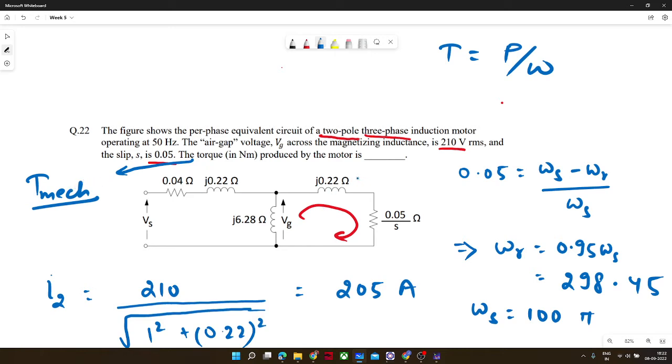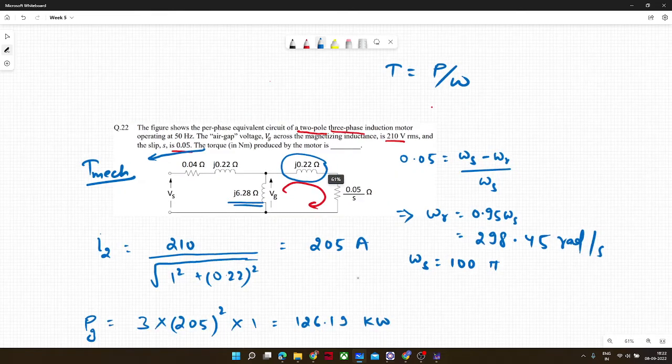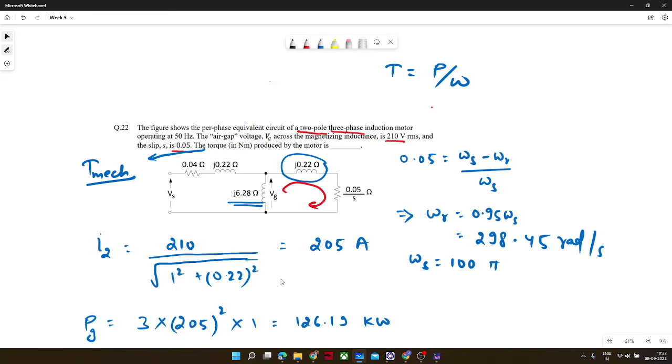Now, this is the rotor leakage reactance referred to the stationary side. You can see this problem is also framed keeping all the parameters in mind. This value is lesser than this value, and the magnetizing reactance would be higher anytime. Now we know Vg, we have the parameter X2, and we have R2 dash by S. To calculate power, we will easily do I2 square into R2 dash by S. That's what I have done here.